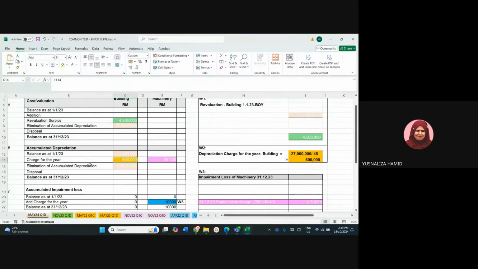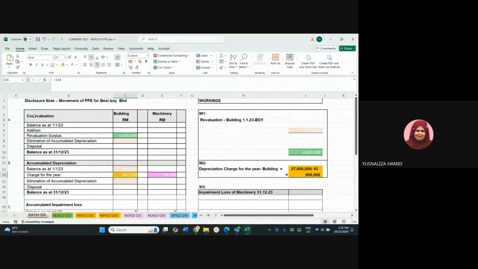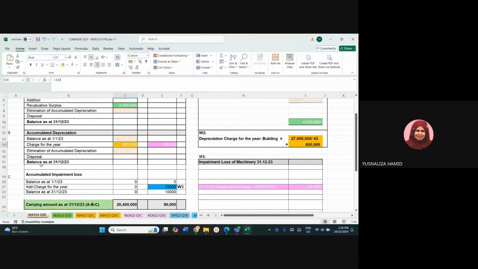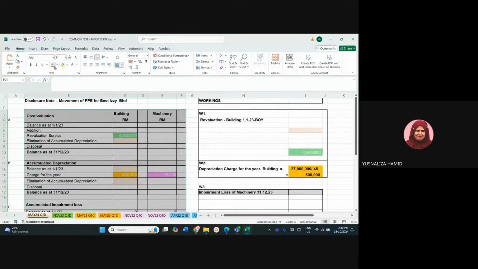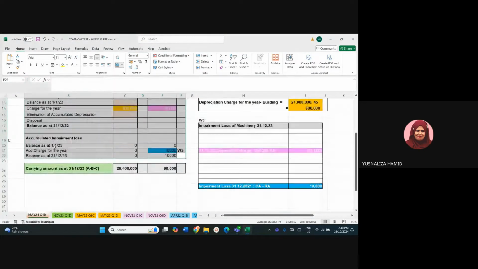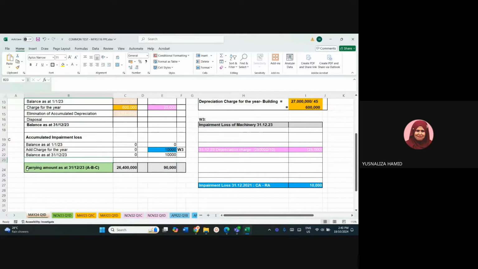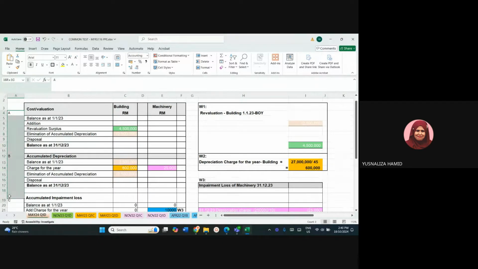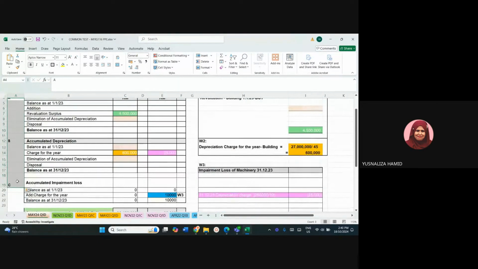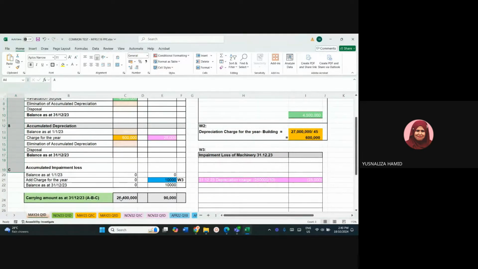Therefore, I have already prepared the notes where you can see the first section is the cost and valuation. The second section is accumulated depreciation. The third section is the impairment loss section, which is accumulated impairment loss. We're going to have another explanation on impairment loss using this question. And the last section is to calculate the carrying amount, which I call A, B, C. When you take A minus B minus C, you get the carrying amount.